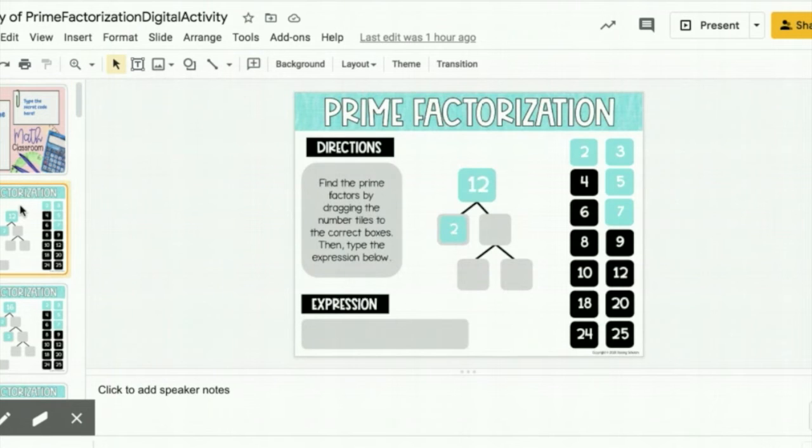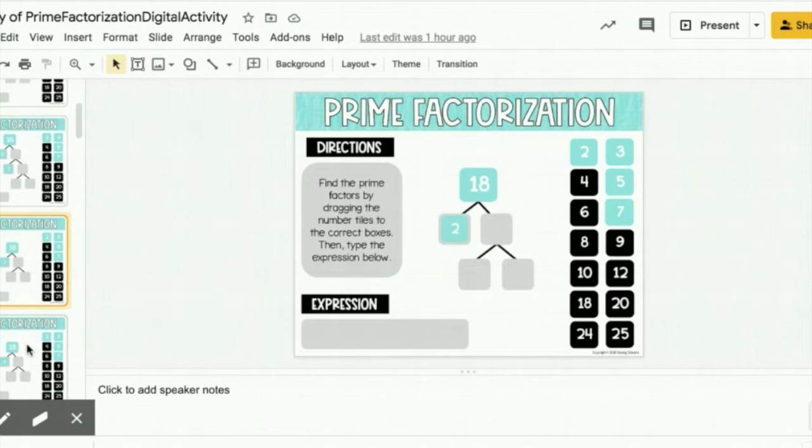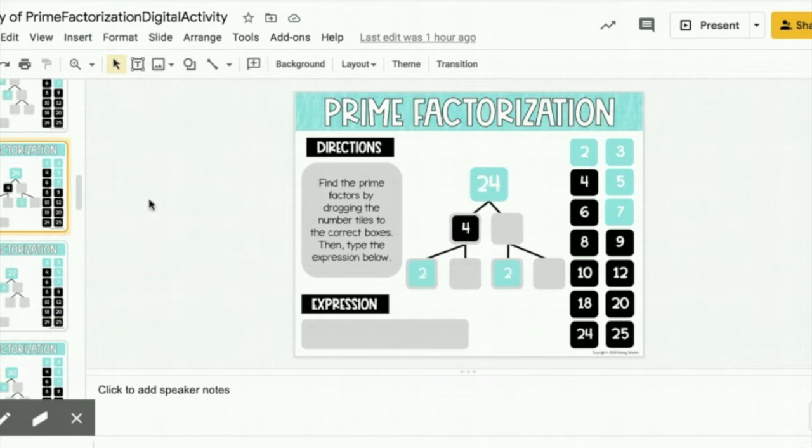All right, let's look at our first problem. Our directions are to find the prime factors by dragging the number tiles to the correct boxes, then type the expression below. If you notice, my first number is 12, right? I'm finding the prime factorization of 12. But I've got this blue box that's already filled in. If you look through your problems, you've got a couple boxes already started. As we keep going, there might be boxes already filled in.